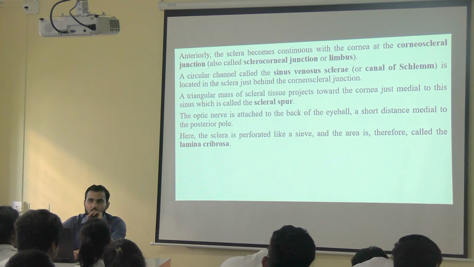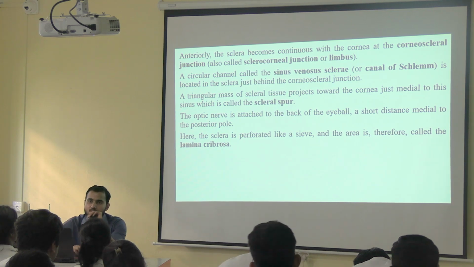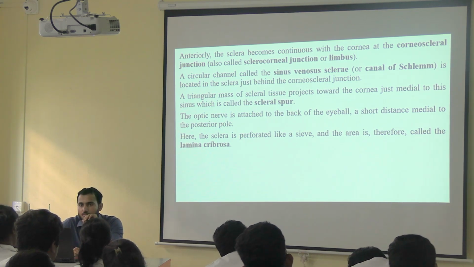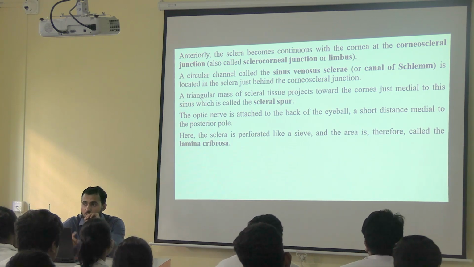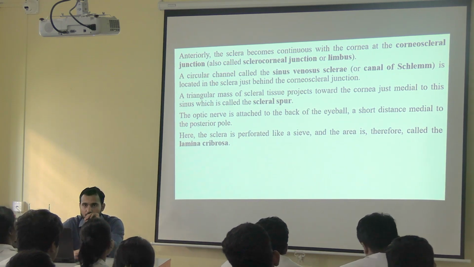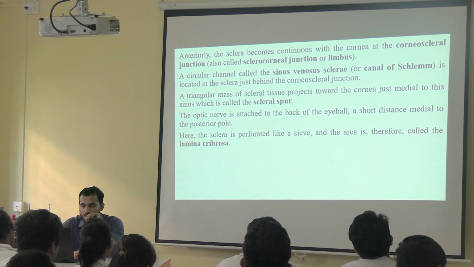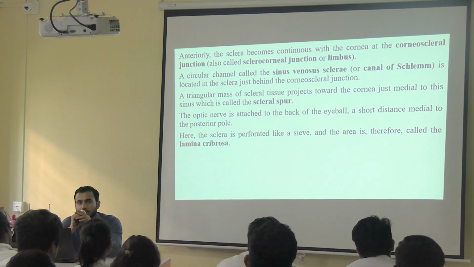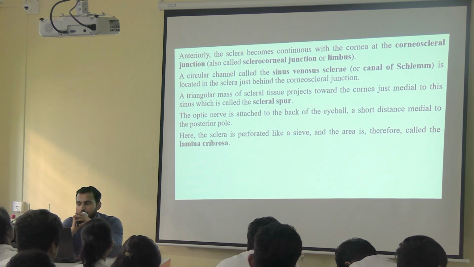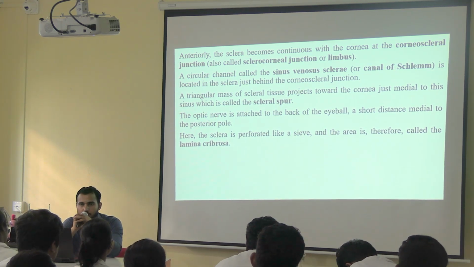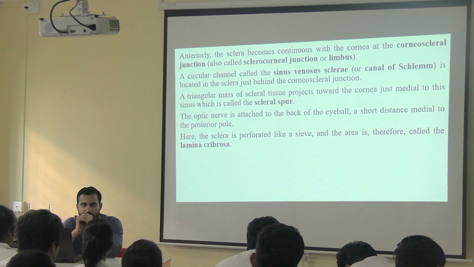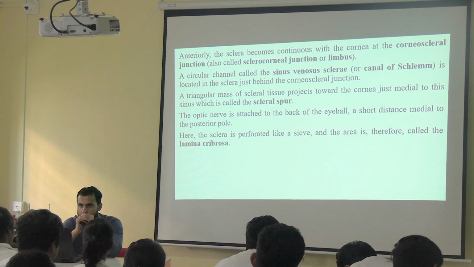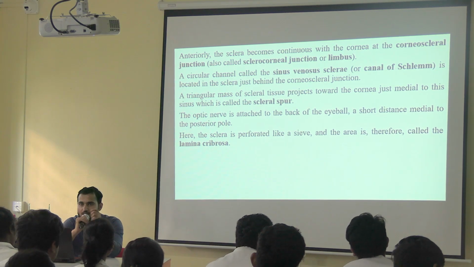Next, as I said, the sclera continues as the cornea, so there will be a junction. And what is the name of that junction? Sclerocorneal junction, also called the limbus. Okay. Now, posterior to the limbus or sclerocorneal junction, a canal is present, and that is called the Canal of Schlemm. Okay, it is called the Canal of Schlemm.